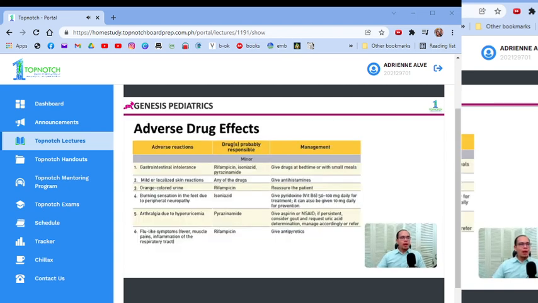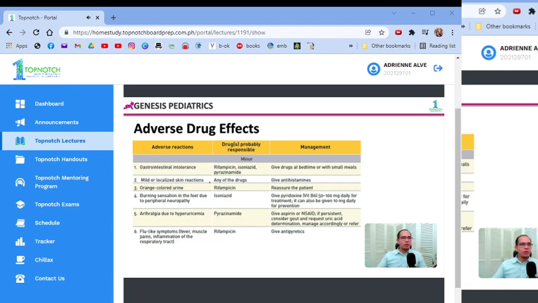Okay? Adverse drug effects and what to do. They usually ask this in the exam. Okay? So, ito yung adverse drug reaction. Ito yung possible agent and what to do. So, if you have GI intolerance, usually rifampicin, isoniazid, or pyrazinamide, you can give it at bedtime or with small meals. Take note, isoniazid and rifampicin, they're usually and ideally given before meals in an empty stomach. Pyrazinamide and ethambutol can be given after meals.